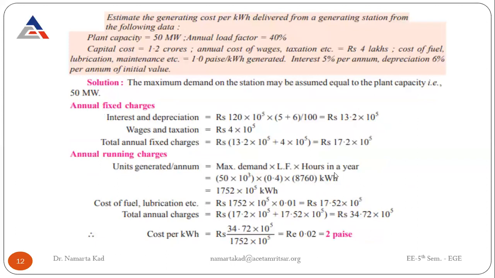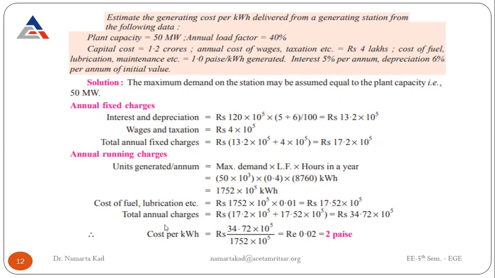That is 50 into 10 raised to power 3 kilowatts, because we want the energy in kilowatt hour. So it is 50 into 10 raised to power 3 multiplied by load factor 0.4, given here as 40%, multiplied by 8760, that is the number of hours in a year. So the energy generated comes out to be 1752 into 10 raised to power 5 kilowatt hour. Now the cost of fuel, lubrication, etc.